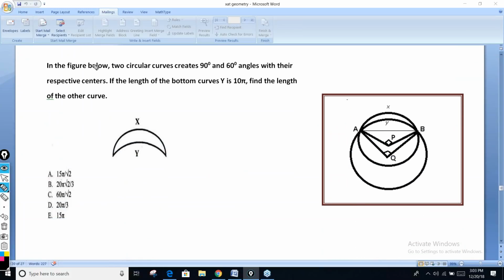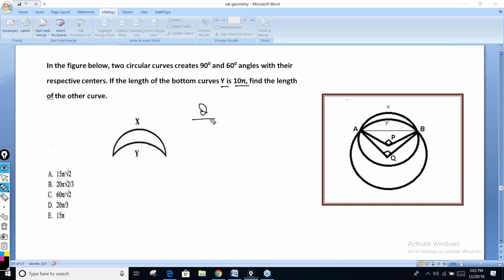Now in this case, it is given in the figure below that two circular curves x and y create a 90-degree and a 60-degree angle with their respective centers. If the length of the bottom curve y is 10 pi, find the length of the other curve. With the help of the information given, if I draw the figure it will be somewhere like this. The x curve makes an angle of 90 degrees with center P, and the y curve, the bigger curve, makes an angle of 60 degrees at the center Q. The length of y is given as 10 pi.